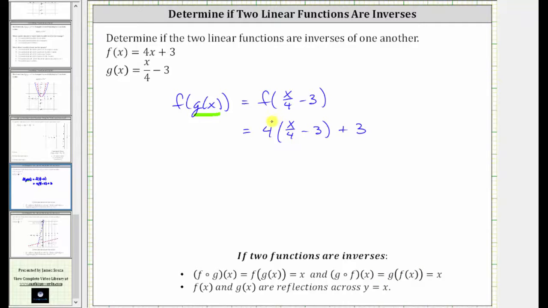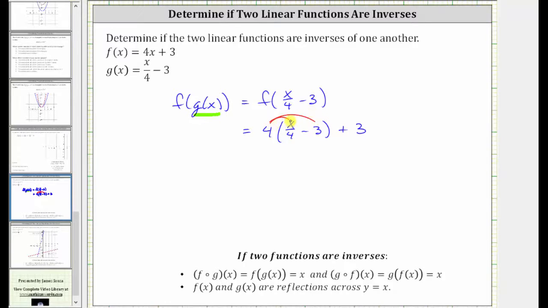So let's go ahead and distribute the 4 to clear the parentheses. 4 times x divided by 4 is x. 4 times negative 3 is negative 12, giving us minus 12. And then we have plus 3. Negative 12 plus 3 is negative 9. F of g of x is x minus 9. And since f of g of x does not equal x, the functions are not inverses.